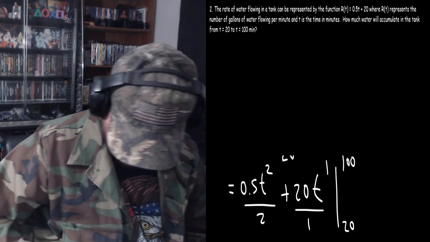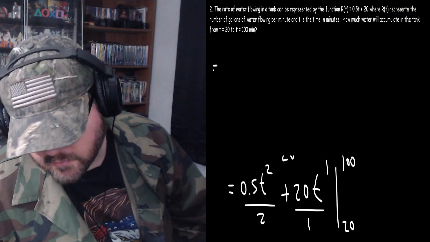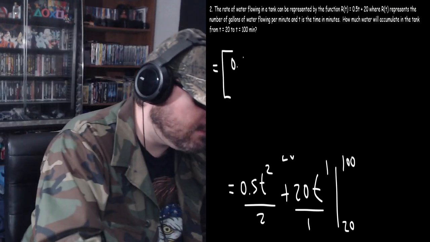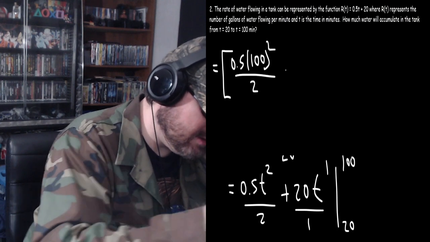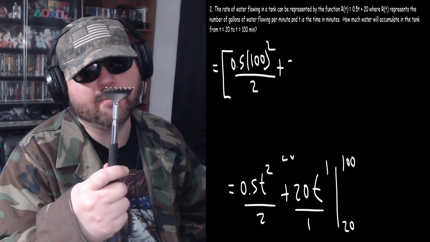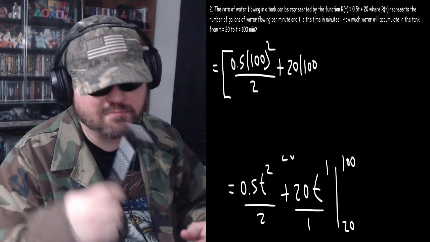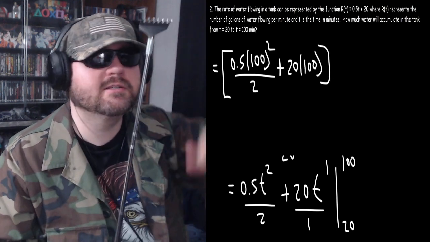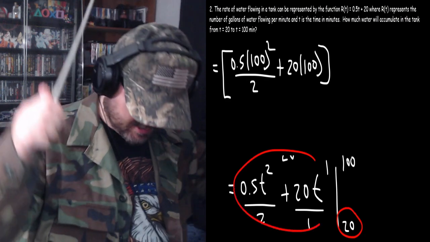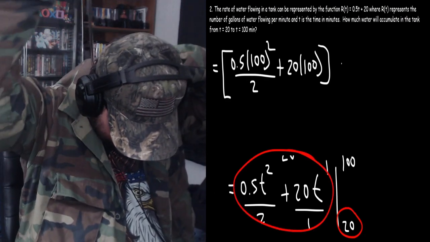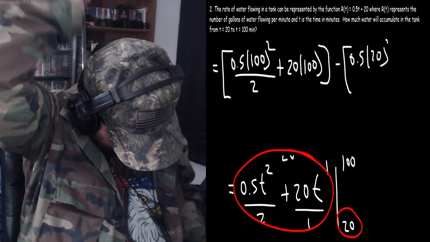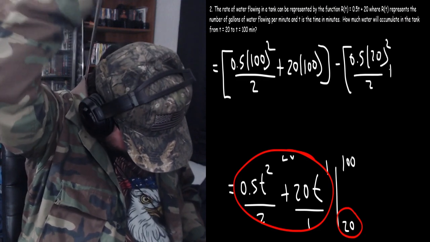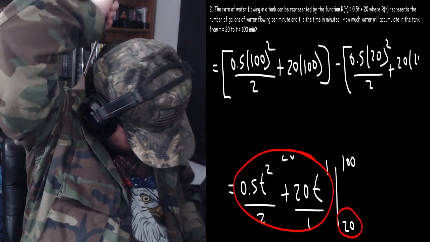The first thing we're going to do is plug in 100. So it's 0.5 times 100 squared divided by 2, plus 20 times 100. And then we're going to plug in 20 into this expression. So it's minus 0.5 times 20 squared divided by 2, plus 20 times 20.